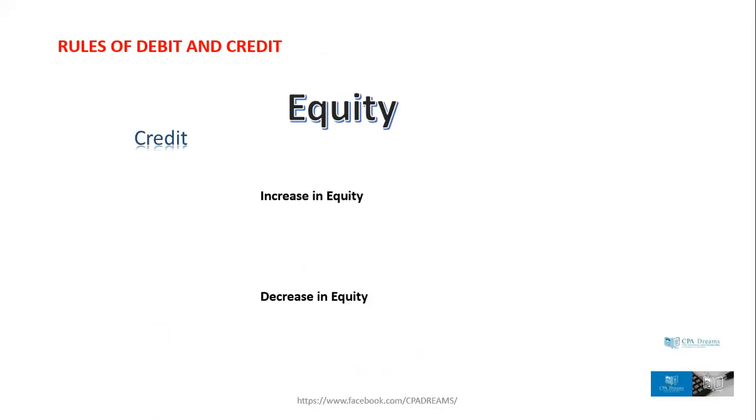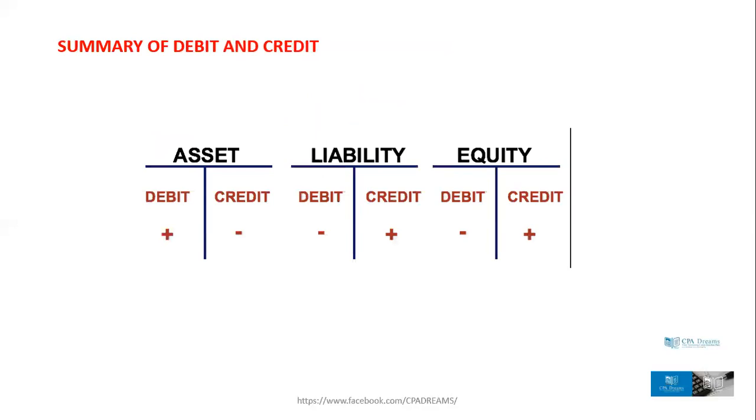Pareho lang ng liabilities. Credit, increase in equity. Debit, decrease in equity. Okay? So, ito yung summary niya of debit and credit. Again, take a picture. Kailangan mong ma-memorize yung accounting equation na yan na gagamitin mo for the rest of your life if you are thinking to become a responsible accountant.